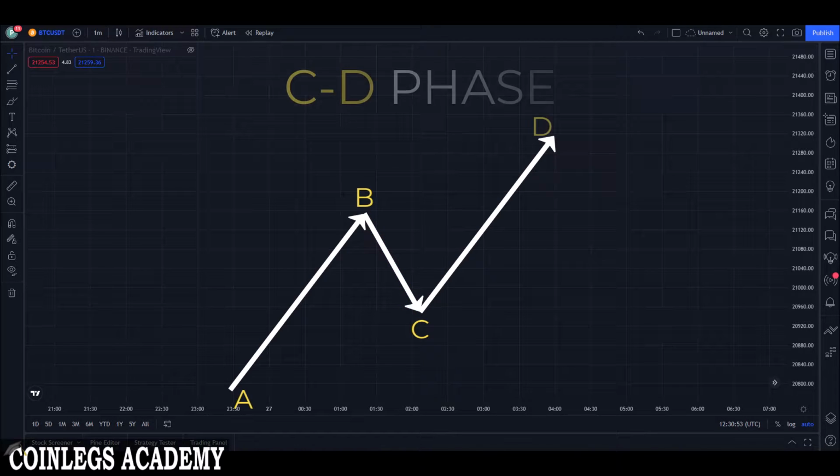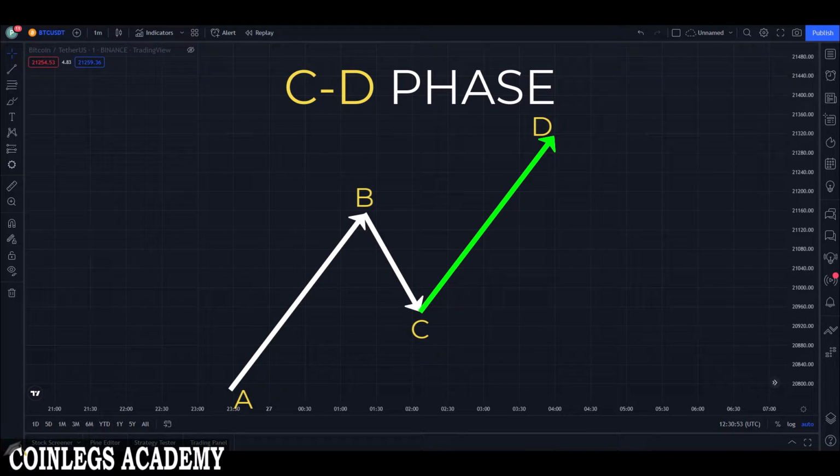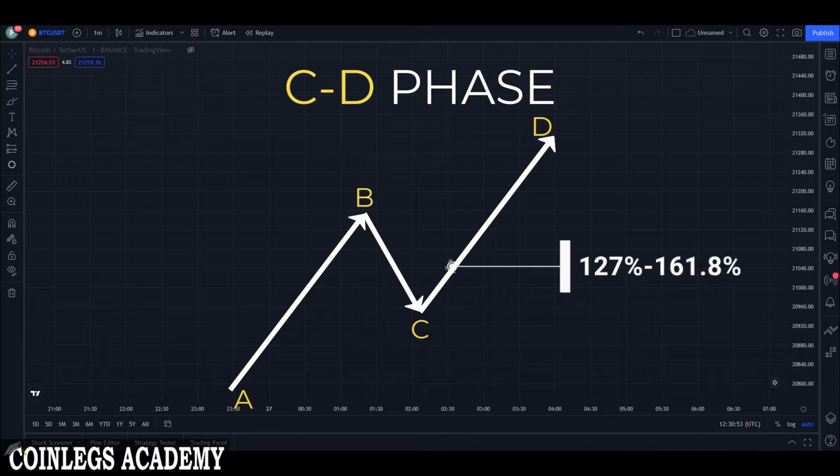78.6%. CD phase. At point C, the price changes direction again and continues its original uptrend. This leg CD goes upwards, parallel with the AB leg, and should ideally be the same length as the AB leg when it completes. The ideal AB equals CD pattern is equal in time and price, with point D being a Fibonacci extension between 127% and 161.8% of the BC leg.